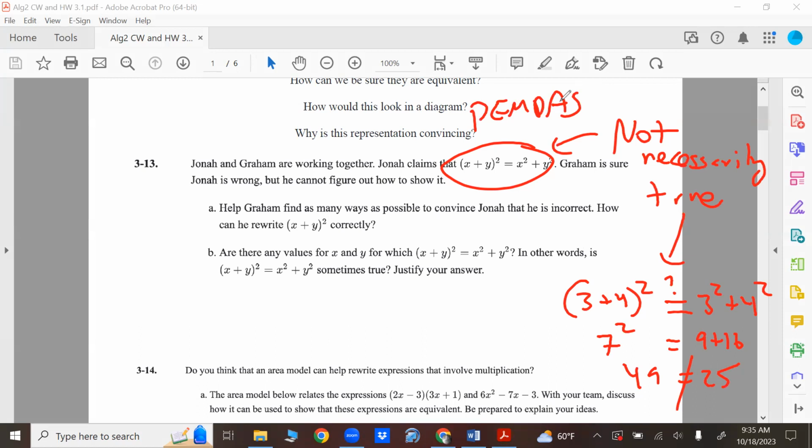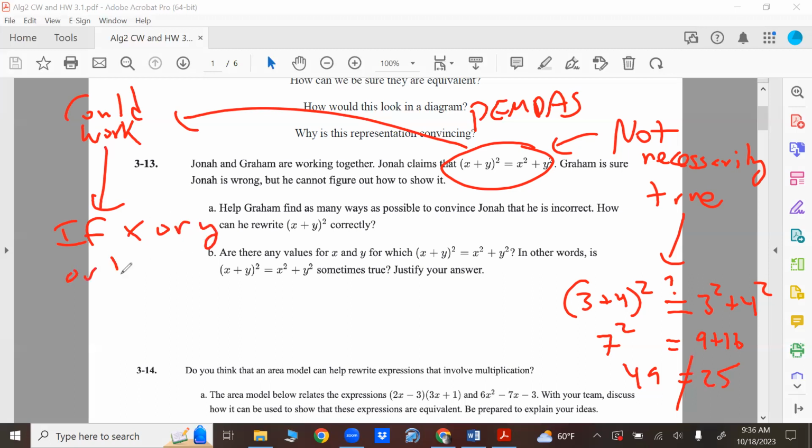Now, you could make them the same if you let x be 0 or y be 0. It could work. Sorry, this new Zoom update's kind of annoying. Let me click somewhere. There we go. It could work if x or y or both equals 0. Then it could work, but you can't really assume that. So Jonah is actually incorrect. Graham is obviously correct. So let's figure out how he can prove that.